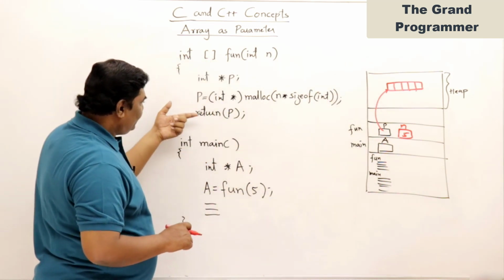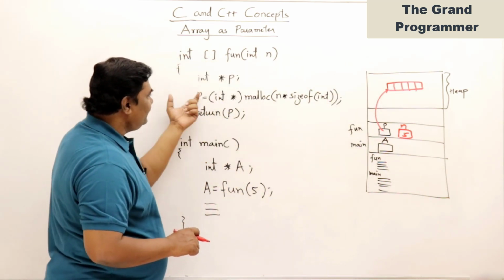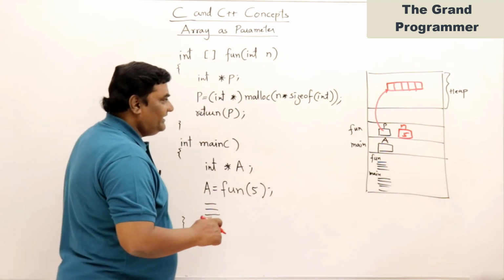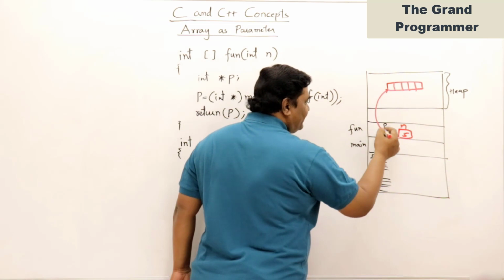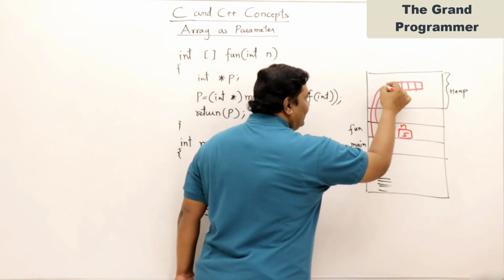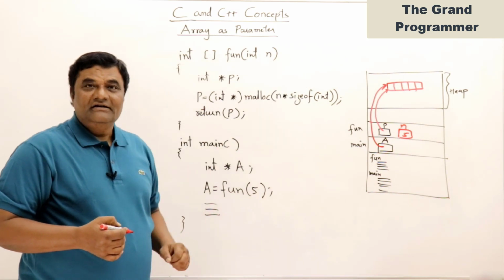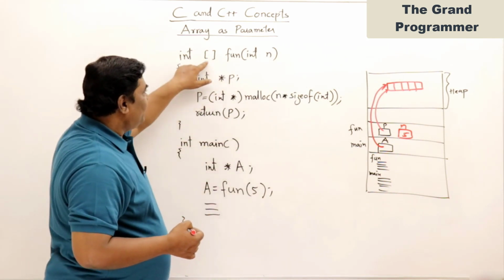Now after allocating, it returns p, so it is returning that pointer. So where is it being taken inside the main function? In a. So what is it having? It's having the address of that one. So it means a will get the address of this one. So a will be pointing to that array. So it is returning an array.